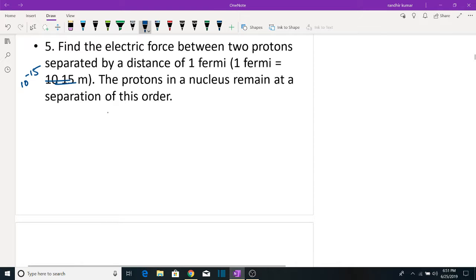Charge: two protons separated by a distance. Proton first, proton second. That means they are separated by a distance of 1 Fermi, which means 10 to the power minus 15 meter. Clear? So now find, 10 to the power minus 15 meter.